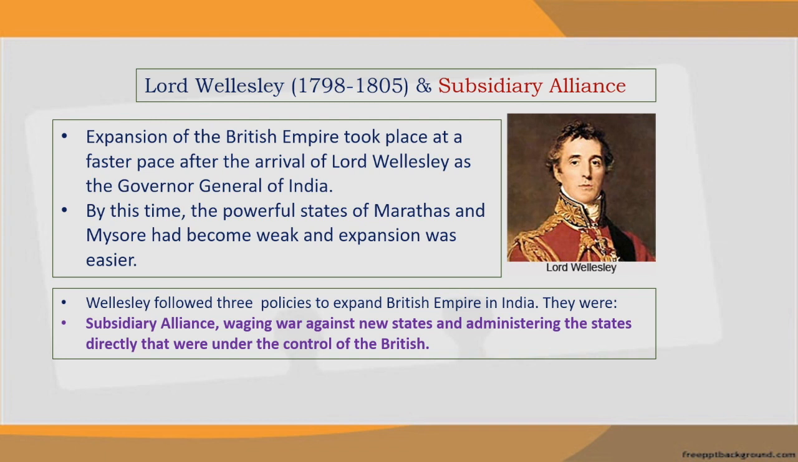The British, besides waging war and gaining control over Indian territories, also devised some cunning plans through their policies. Two such policies are the subsidiary alliance and the doctrine of lapse. We'll be reading about the Doctrine of Lapse at the end of this lesson. Now let us see what this subsidiary alliance system is.